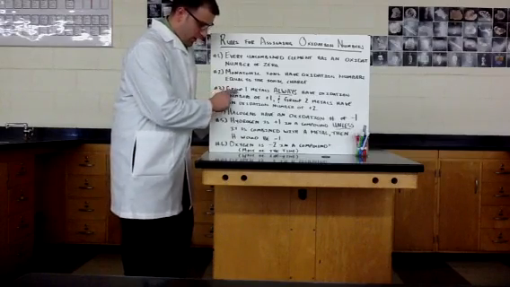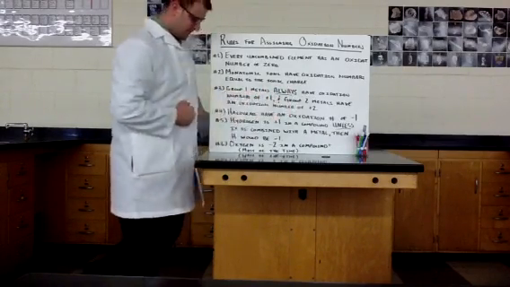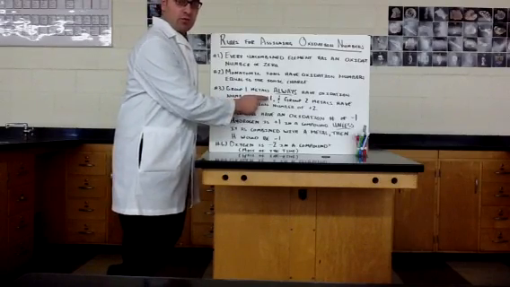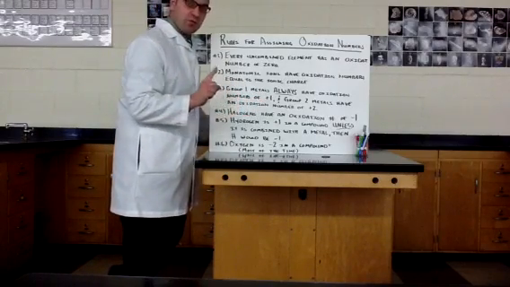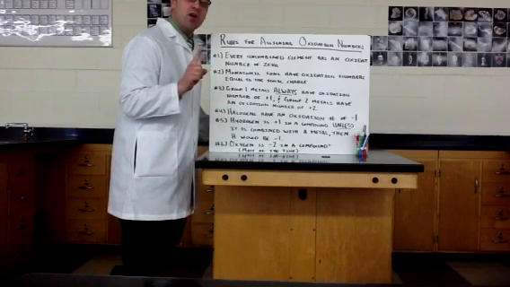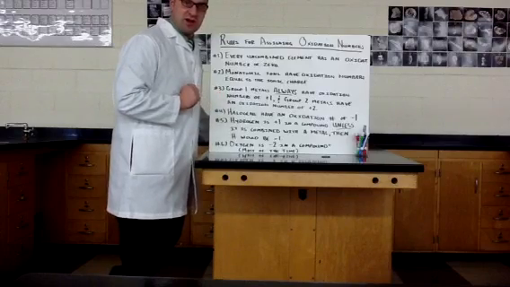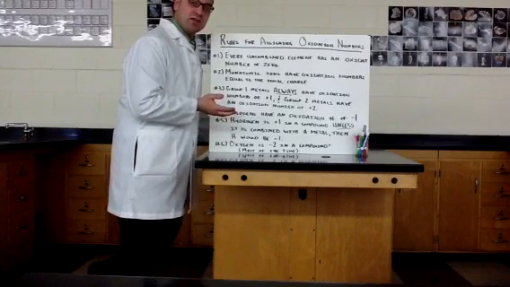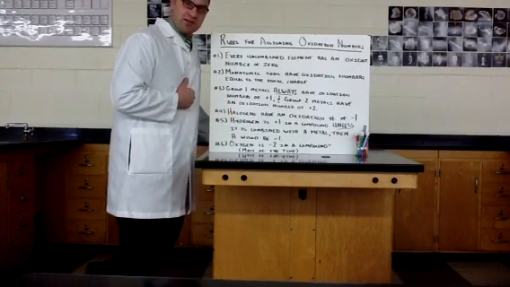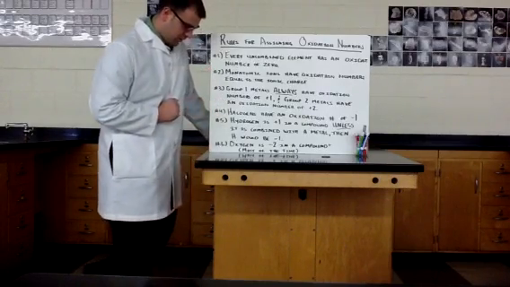So group 1 metals always have an oxidation number of +1. Remember, in group 1, you have 1 valence electron. You want to get rid of that 1 valence electron, so it's going to have an oxidation state of +1. Group 2 metals, they want to get rid of 2 valence electrons. The overall oxidation number for group 2 metals is going to be +2. Second part of the rule.